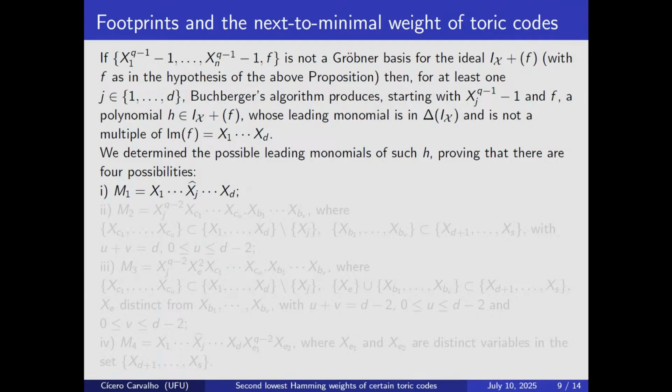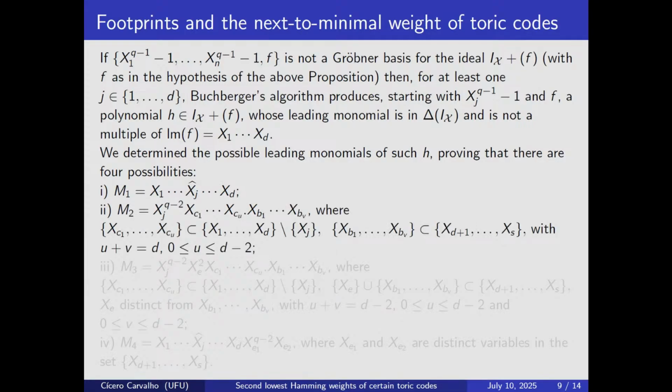So the first type is a monomial like this. The second type is a monomial like this. Here, this is actually a family of monomials because you have a description of where these variables may be, where these variables may be. Here we have u variables, v variables. u plus v must be equal to d. u may be 0, but at most d minus 2.